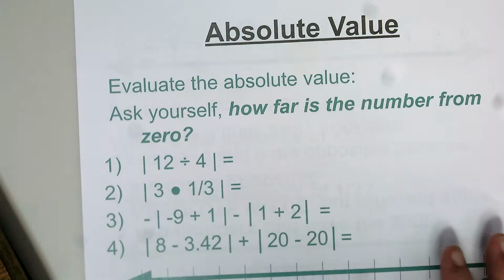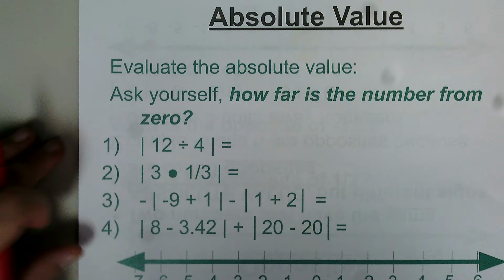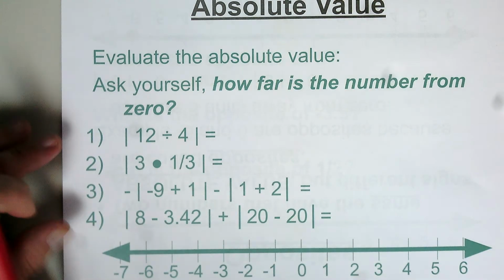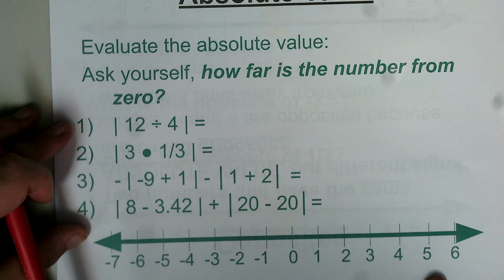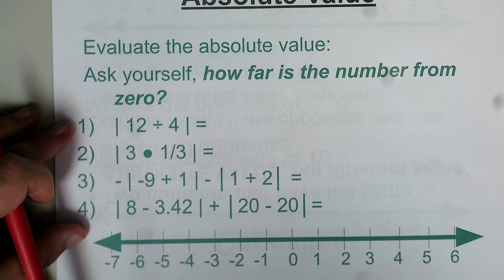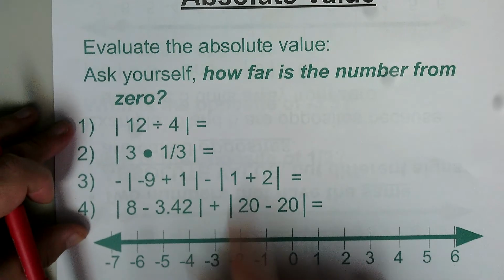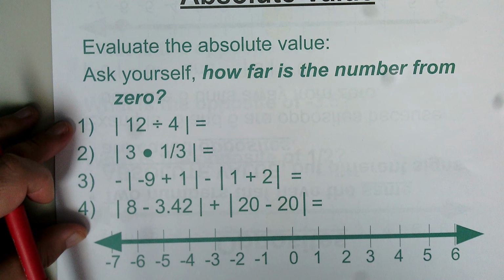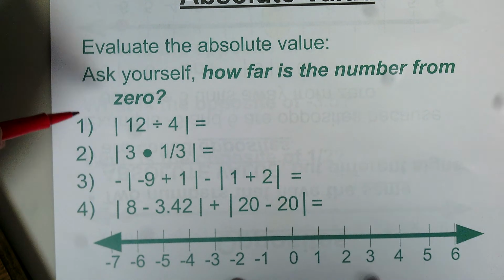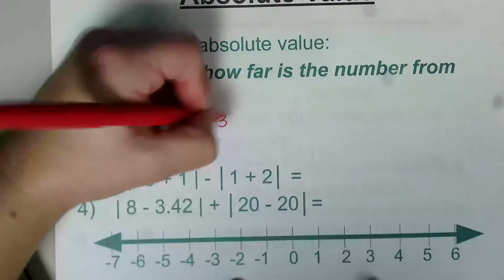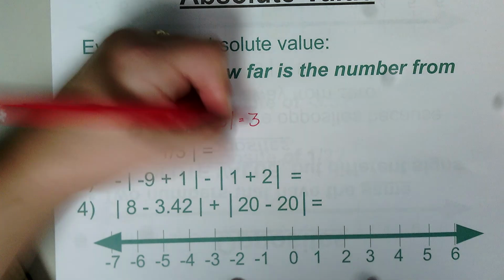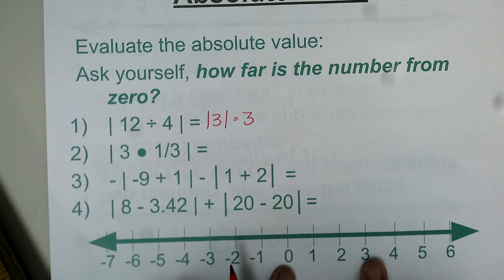All right, so we're going to do some more. It says, ask yourself how far the number is from 0, and these are all different types of absolute values, okay? So we have the number line here for reference. We're going to first start with solving the problem inside the absolute value marks, and then we will put it in absolute value marks and then decide how far it is away from 0. So the first thing we do is we say that 12 divided by 4 is 3. So what is the absolute value of 3? It's just 3, because 3 is just 3 spots away from 0.